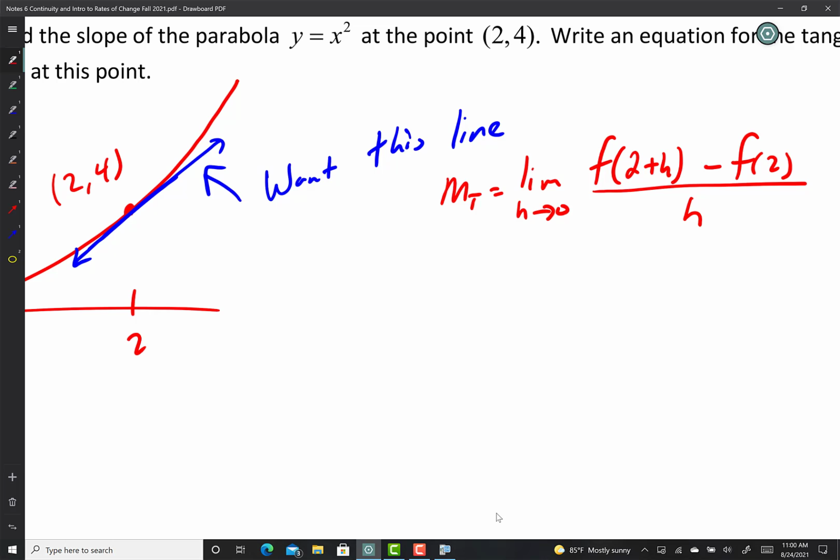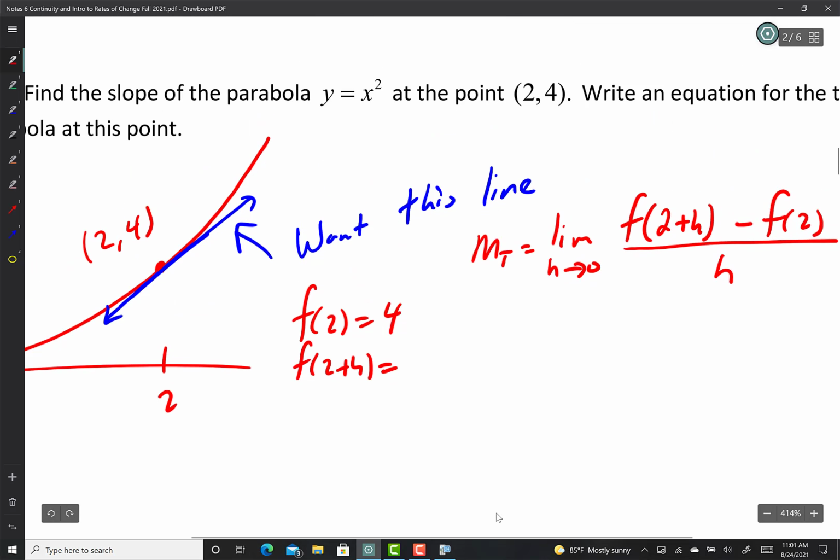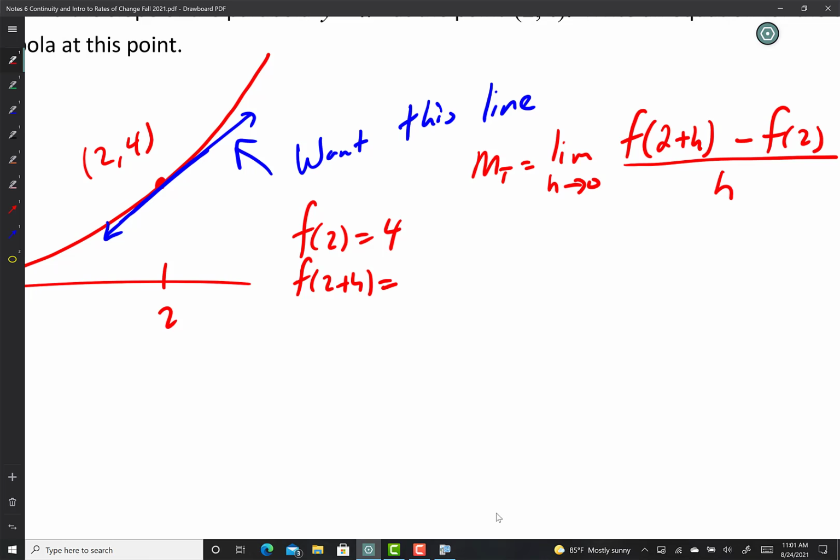So the 4 doesn't really matter. Well, that's a y value. We're going to need it for f of 2. f of 2 equals 4. Okay. So here we go. f of 2 equals 4. We got that from the equation, 2 squared. And I need f of 2 plus h. So what was f of x? It was x squared. So 2 plus h squared.